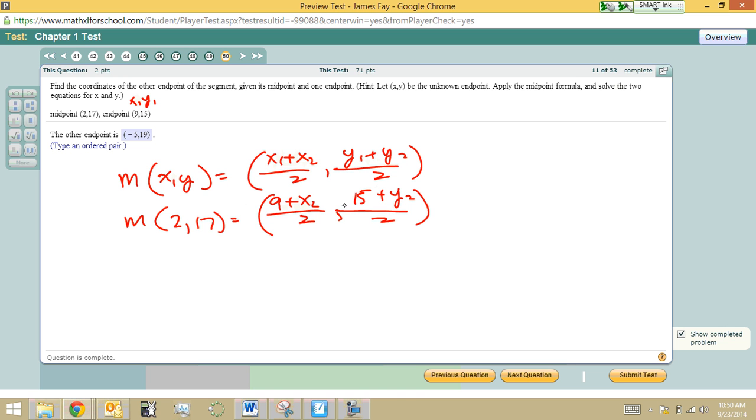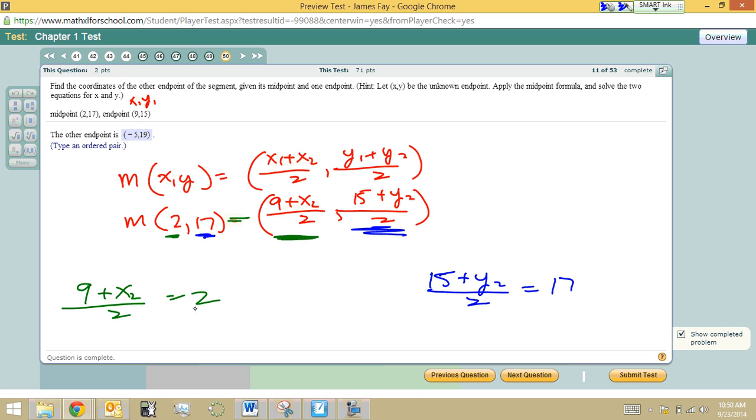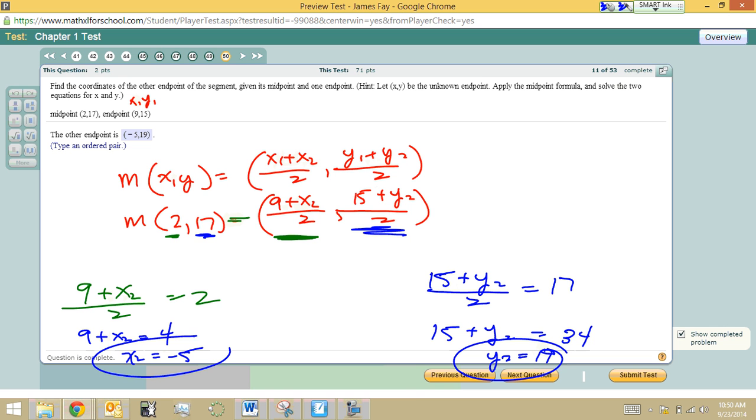Now we know this is an ordered pair, and this is an ordered pair, and they're telling me they're equal, so that amount must be the same as that amount. So I'll take 9 plus x sub 2 over 2 is equal to 2. This amount here must be the same as that amount. So I'll take 15 plus y sub 2 over 2 and set that equal to 17. Multiply both sides by 2. I get 9 plus x sub 2 is equal to 4. X sub 2 then has to be negative 5. Down here, 2 times 17 is 34. So I get 15 plus y sub 2 is 34. Subtract 15, y sub 2 is 19. So negative 5, comma 19 is the ordered pair for the other endpoint.